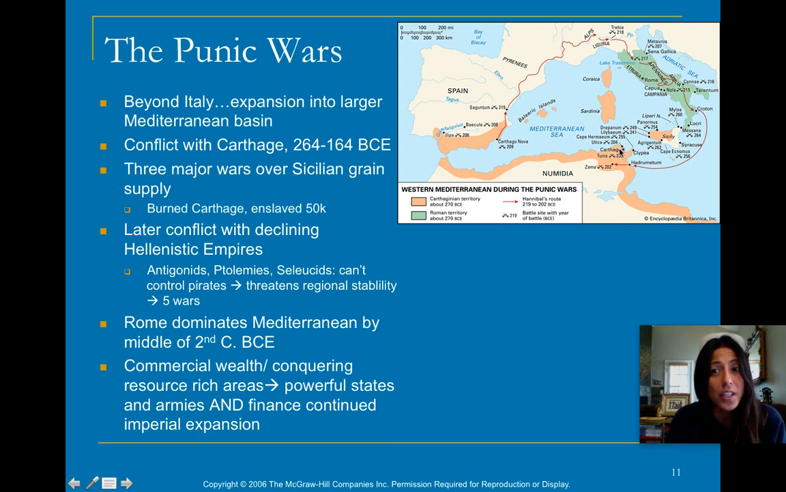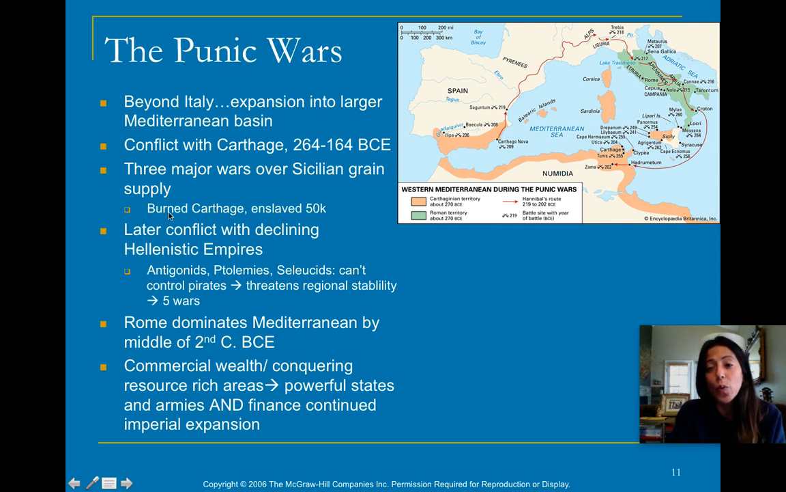And the Carthaginians, because of their strategic location, had become very rich because of trade in the Mediterranean, and then used that money and those financial resources to become even more powerful. And so what we're going to start to see is this conflict with Carthage, these three major wars over the Sicilian grain supply. And these together are called the Punic Wars.